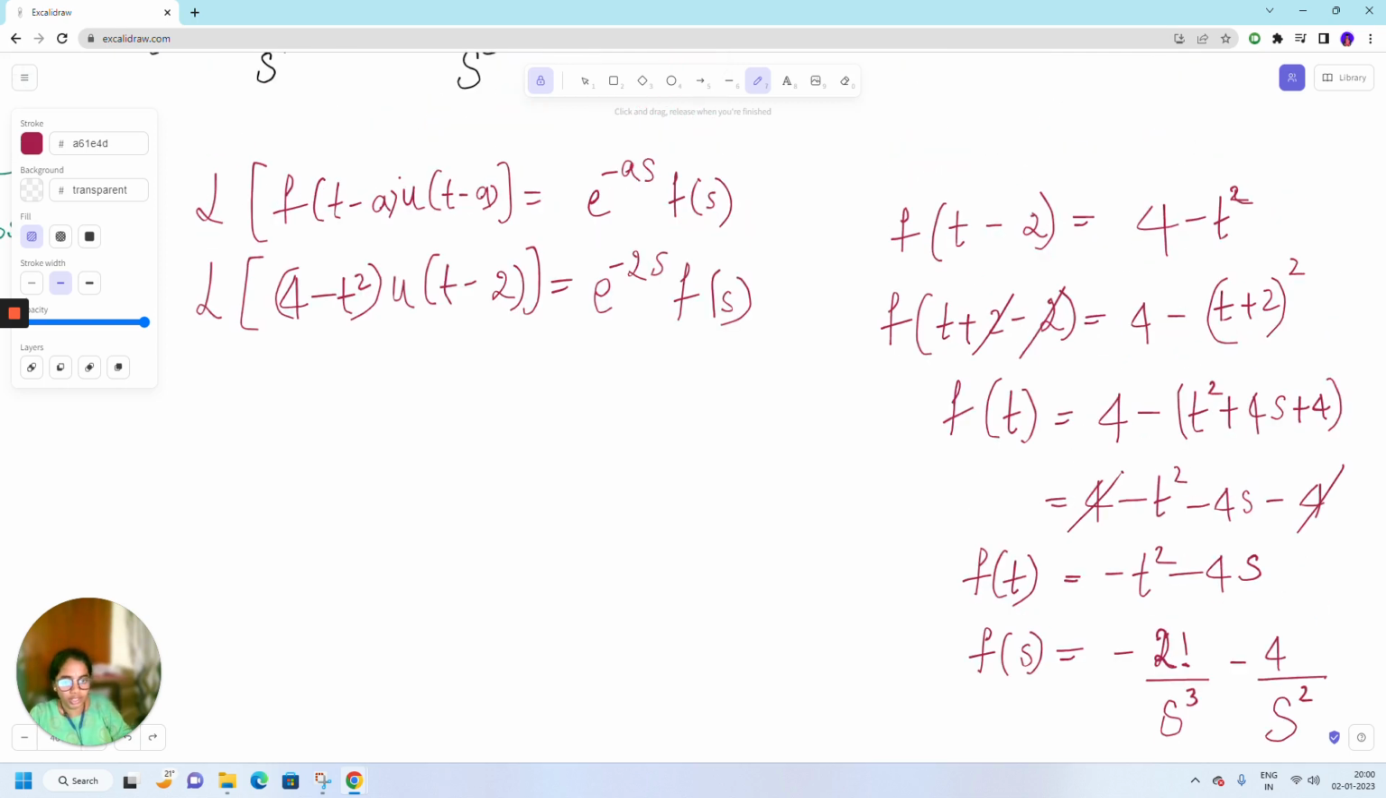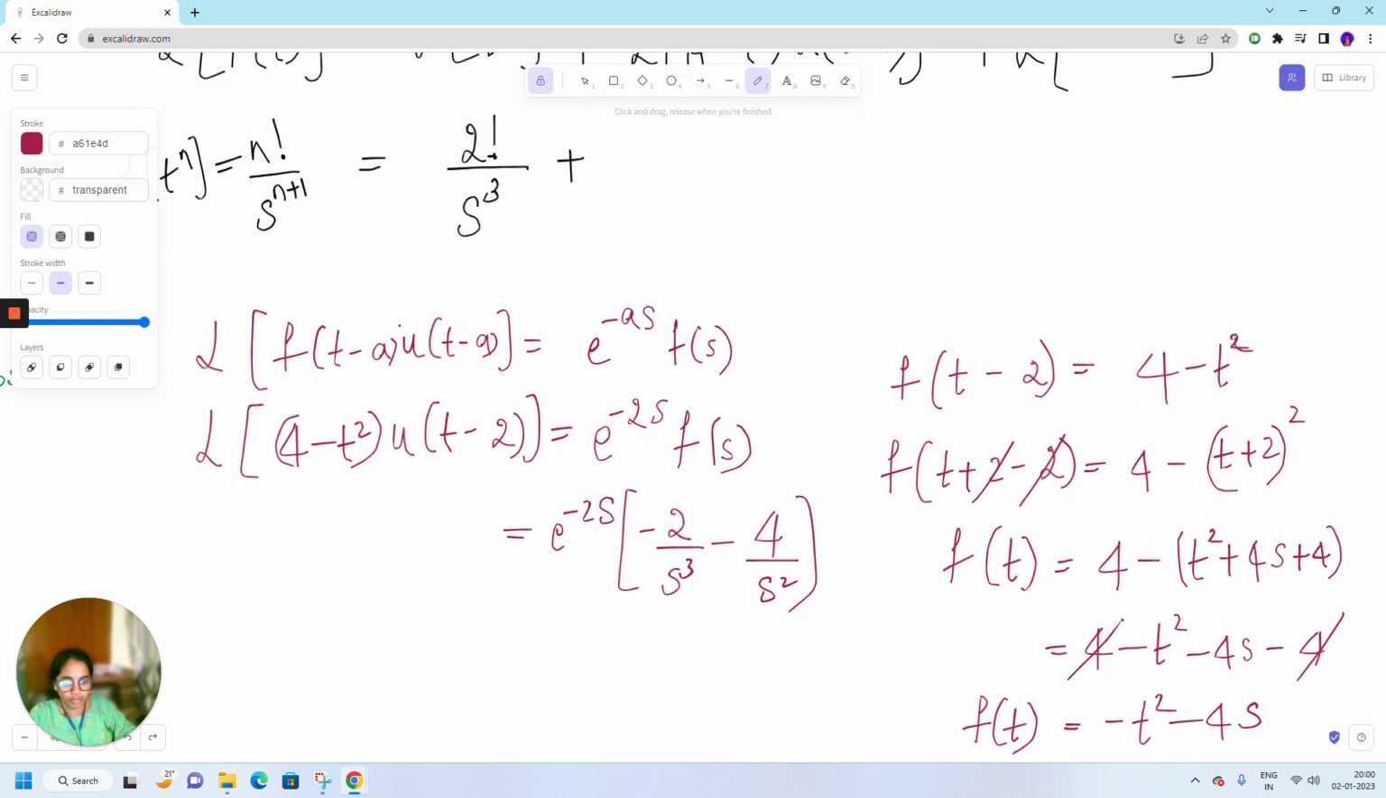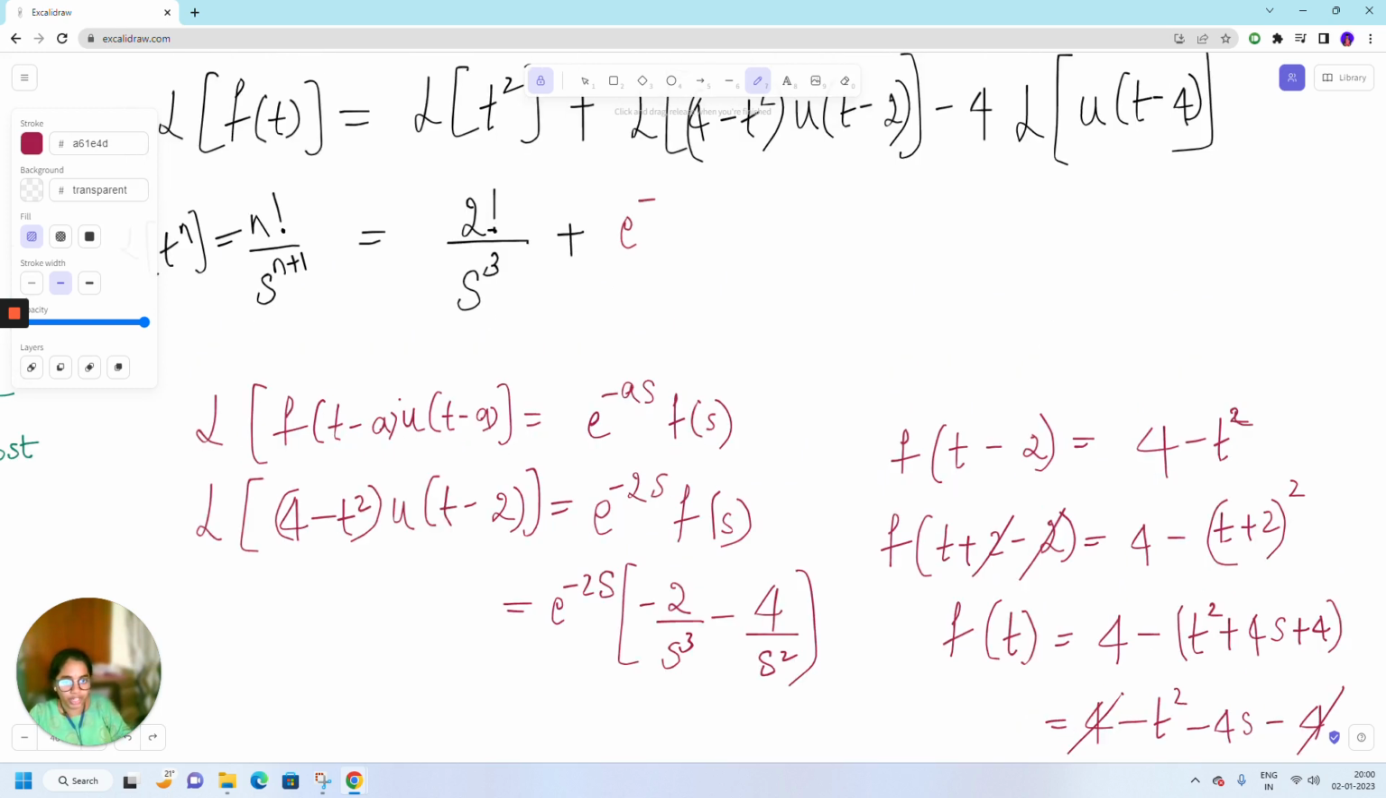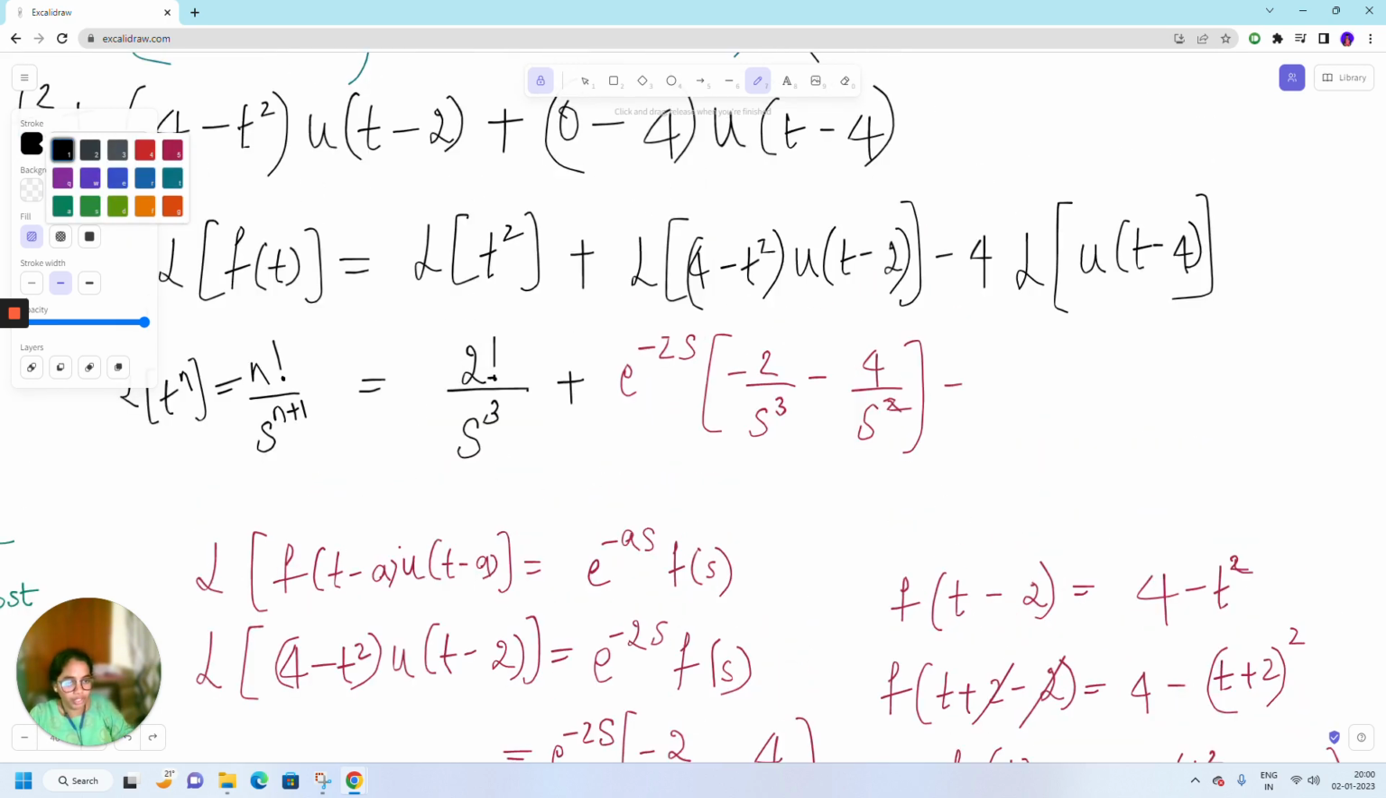Okay, so here let me substitute e power minus 2s into minus 2 divided by s cube minus 4 divided by s square. Okay, now what else do I have here? Here I have Laplace of u of t minus 4. This is in which form? Is this in the second form? No, right? We don't have an f here.